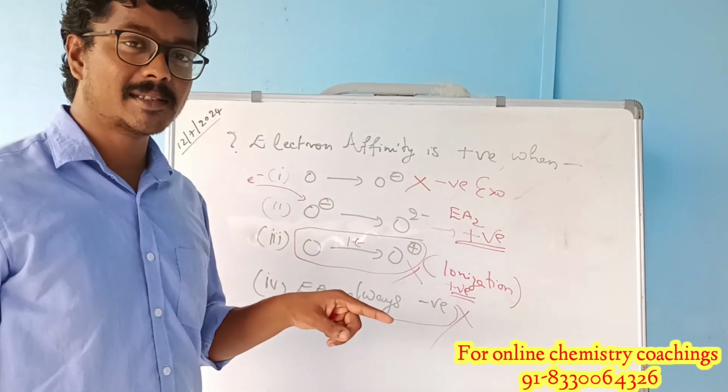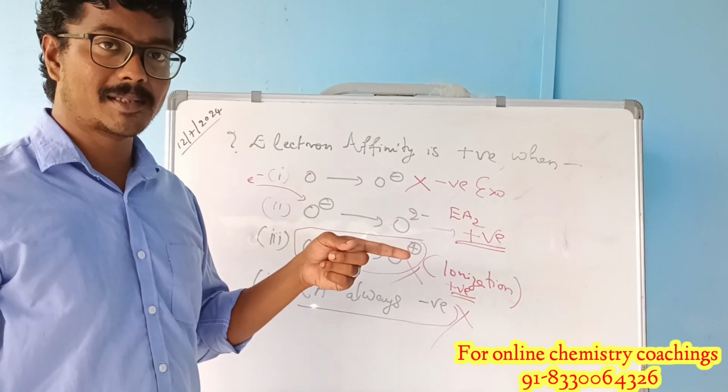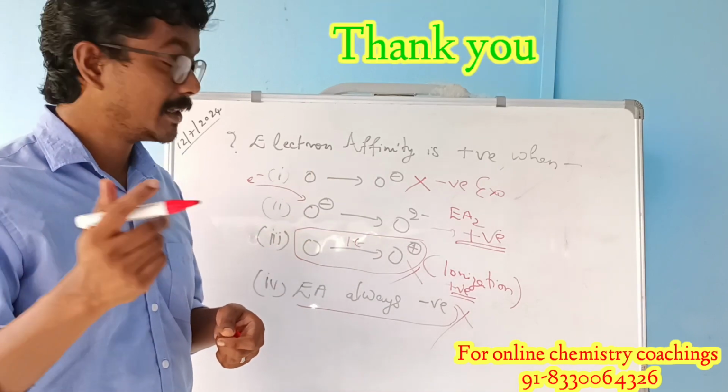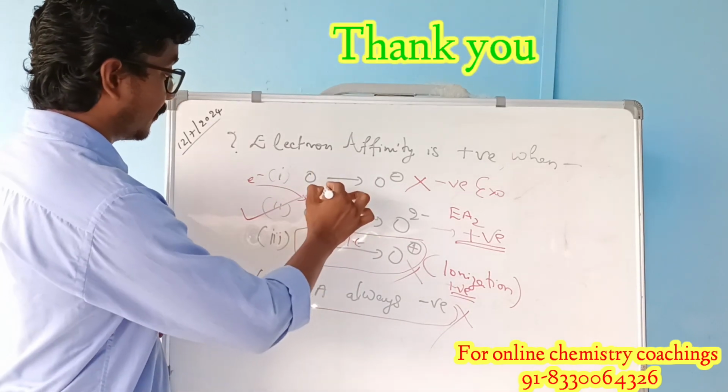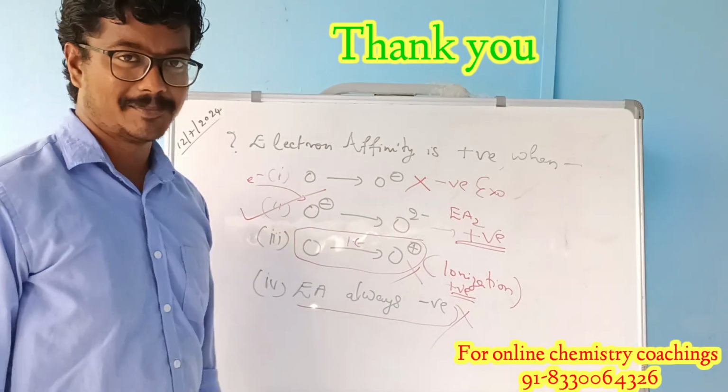The first electron affinity is usually negative; from the second onwards, we have to apply energy. So the correct answer is the second one, O minus to O2 minus. That is the correct answer. Okay, thank you.